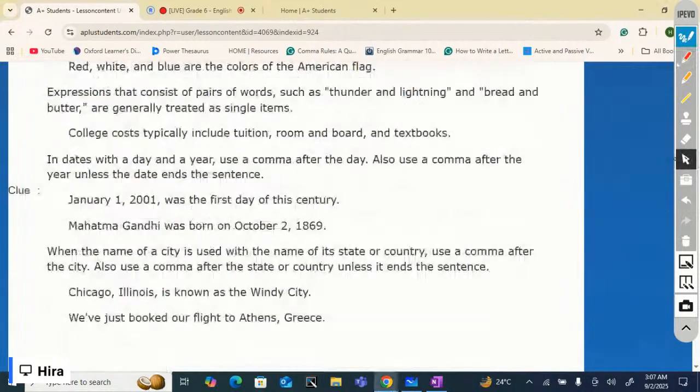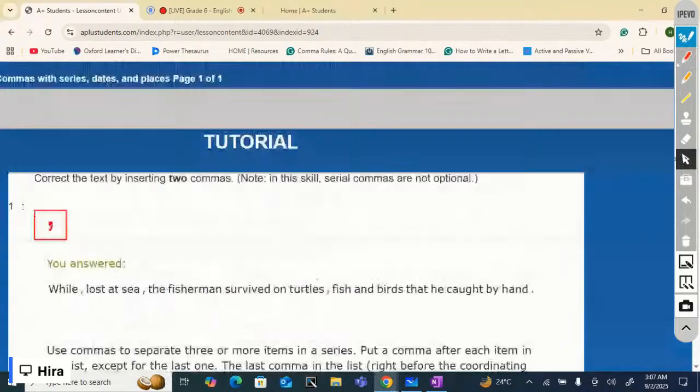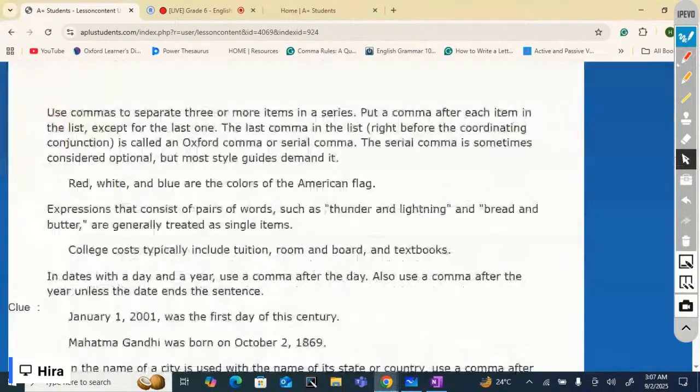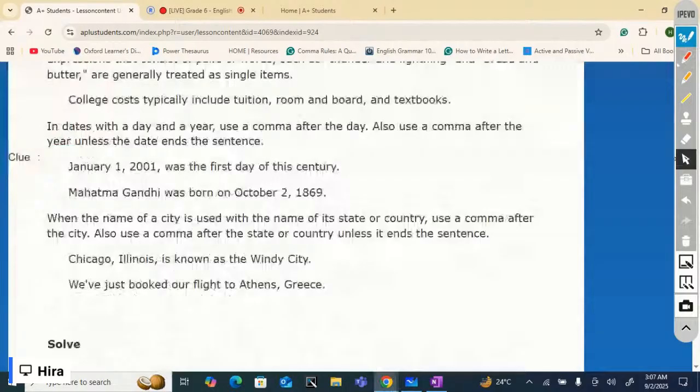Now, use of commas with dates. How do we use them? In dates with a day and a year, when we write dates with a day and year, use a comma after the day, like this here.